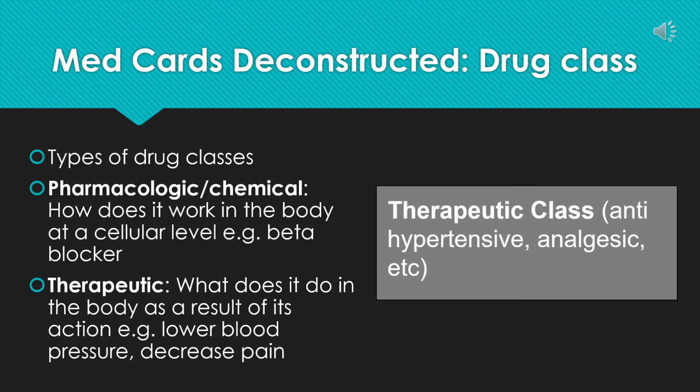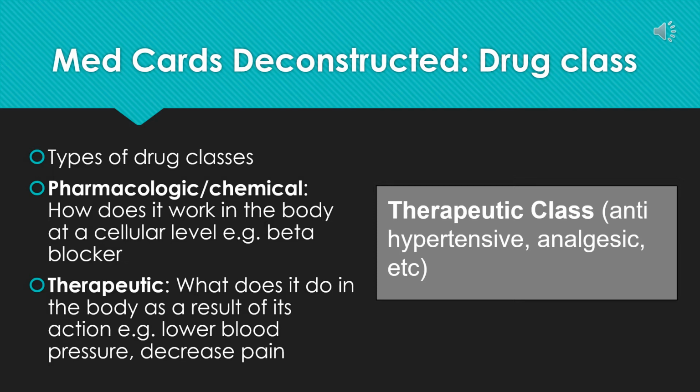There are two types of drug classes. There is a pharmacologic or chemical drug class, which tells us how the drug works in the body at a cellular level. For instance, a beta blocker blocks beta-adrenergic receptors in smooth muscle and in your AV node. ACE inhibitors have to do with blocking angiotensin receptors. Proton pump inhibitors have to do with blocking the proton pump that makes the acid in the stomach, and on and on. So those are the things that happen in your body at a cellular level.